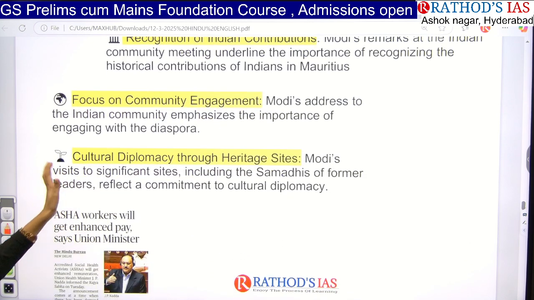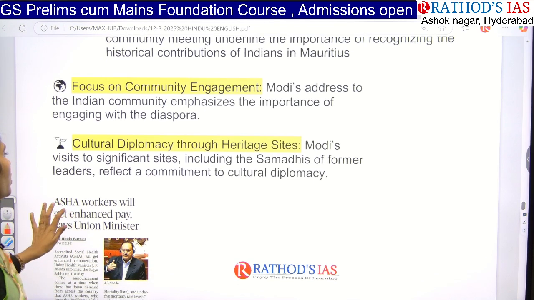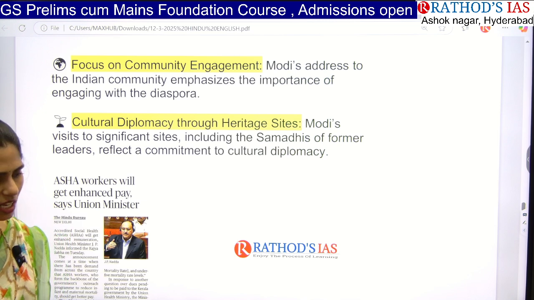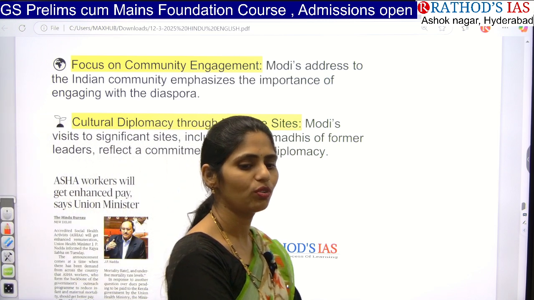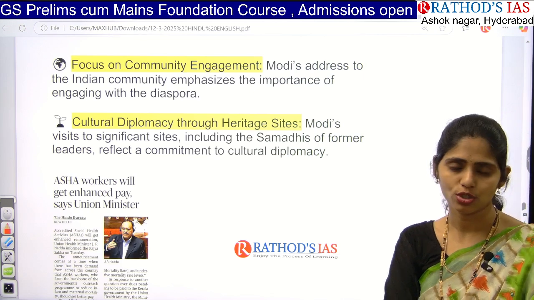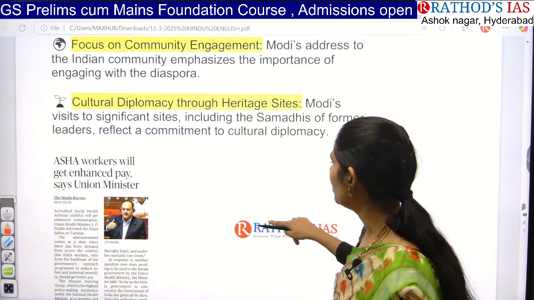And we are also focusing on community engagement, and even the Indian diaspora is present in Mauritius. We are also talking about the safety and security of these people, and we are focusing on cultural diplomacy as well. So these are the things that we have done, and just make a note of the areas of cooperation between India and Mauritius and what the challenges are between these two countries. So please do some research and make a note of this, guys. And now let us see the next article.